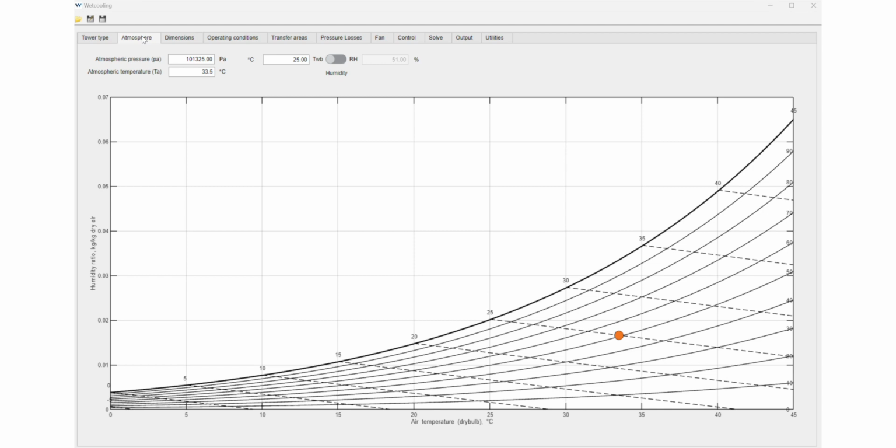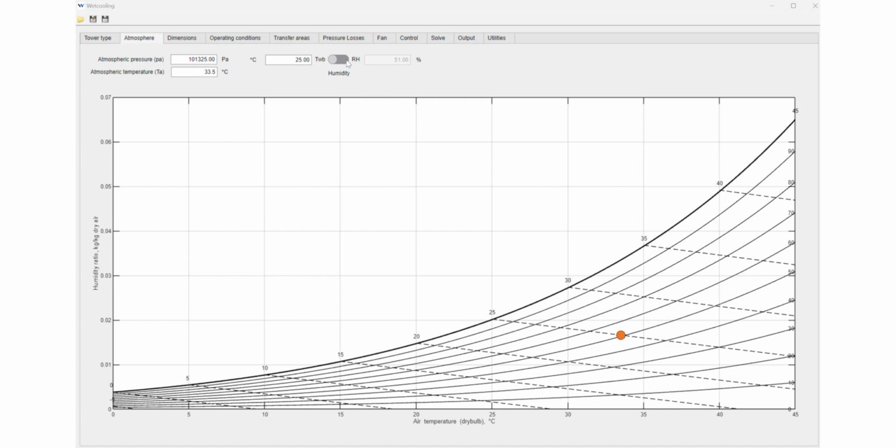The atmospheric conditions are specified in this tab. These are the atmospheric pressure, the atmospheric dry bulb temperature, and the humidity. The humidity can be specified either by the wet bulb temperature or the relative humidity.